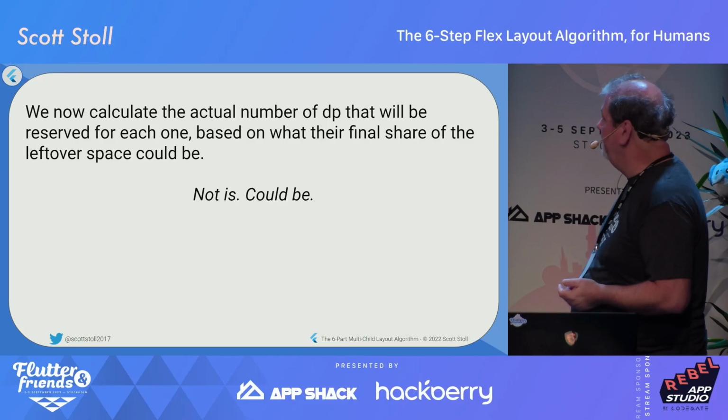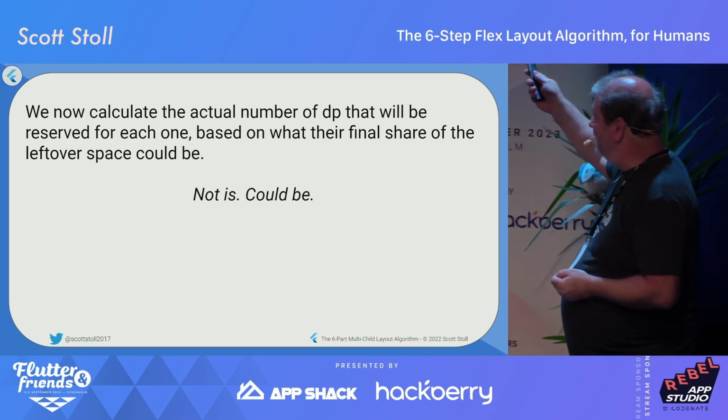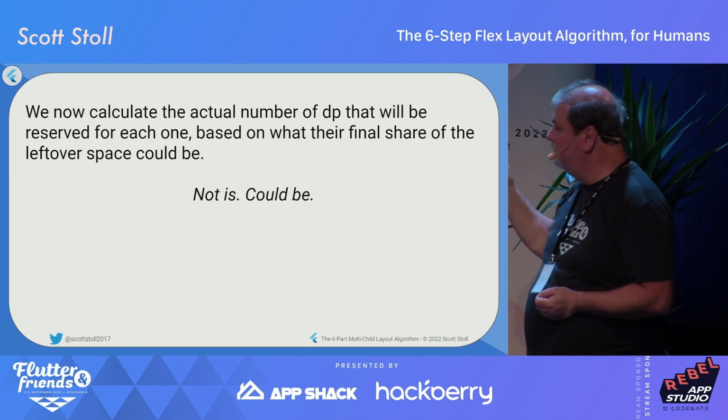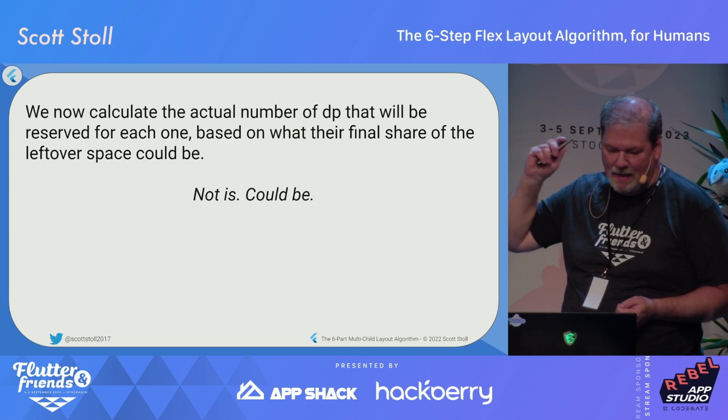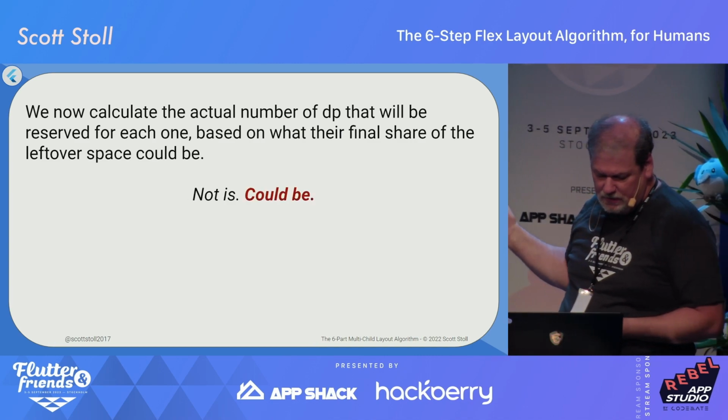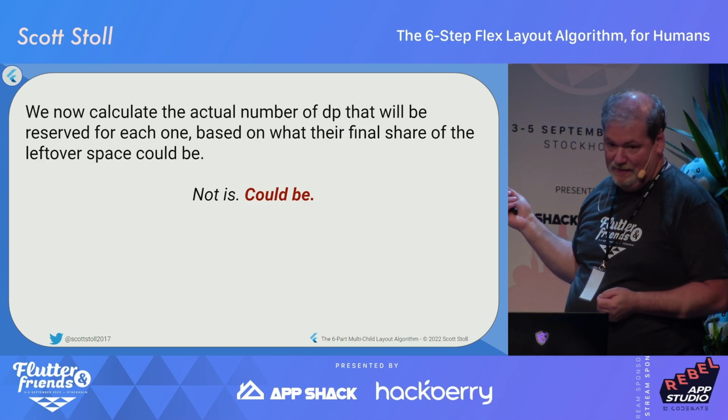So then what we have to do is calculate the DP. We calculate the actual number of pixels that will be reserved for each one based on what their final share of the leftover space could be.